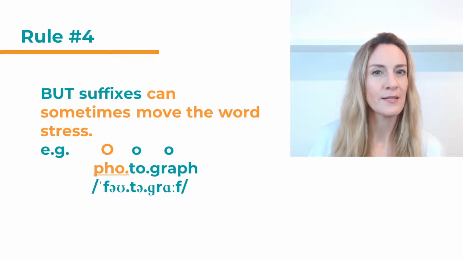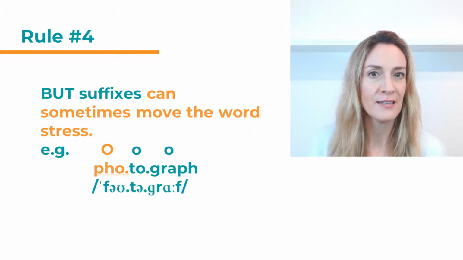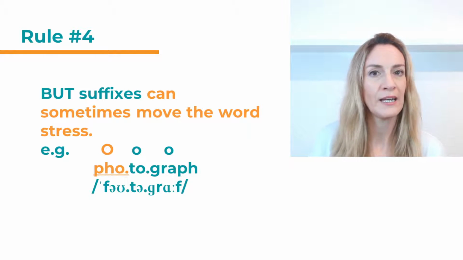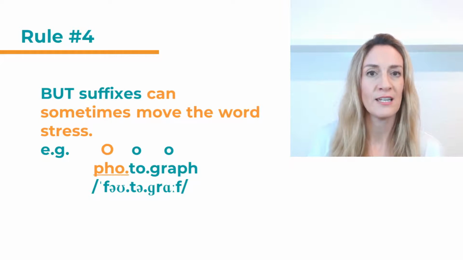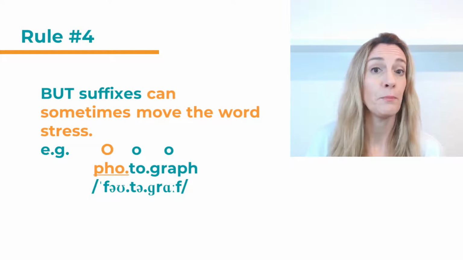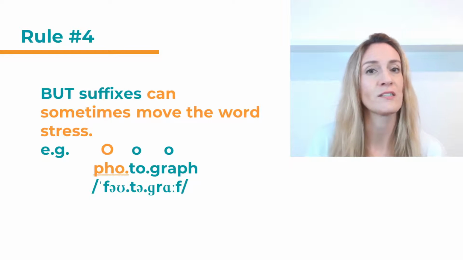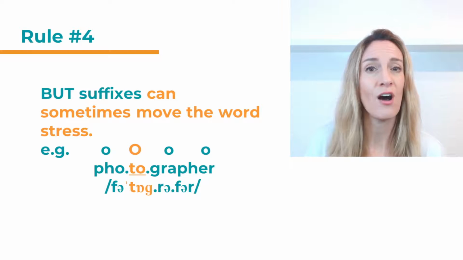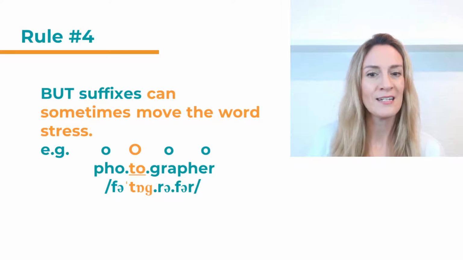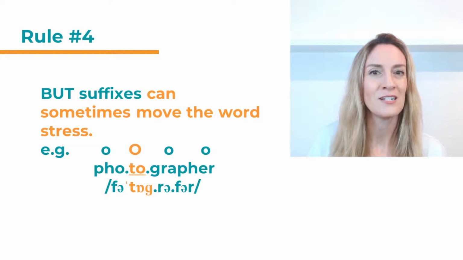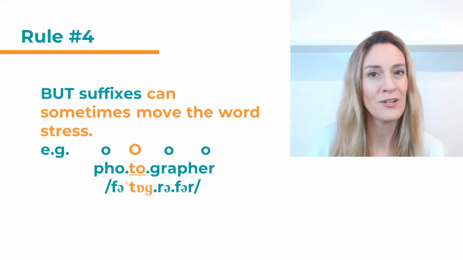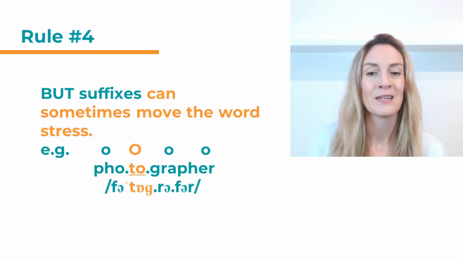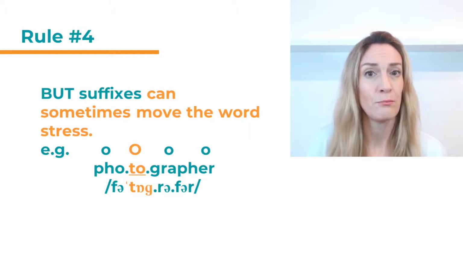Now, what happens if we add a suffix to change the meaning of this word? Photograph is an image, it's an object, a thing. But if I want to talk about the person who takes photographs for a living, this person is called a photographer. So we added the suffix er, and this is usually done to achieve another noun, and usually it refers to a person. And the stress has moved.